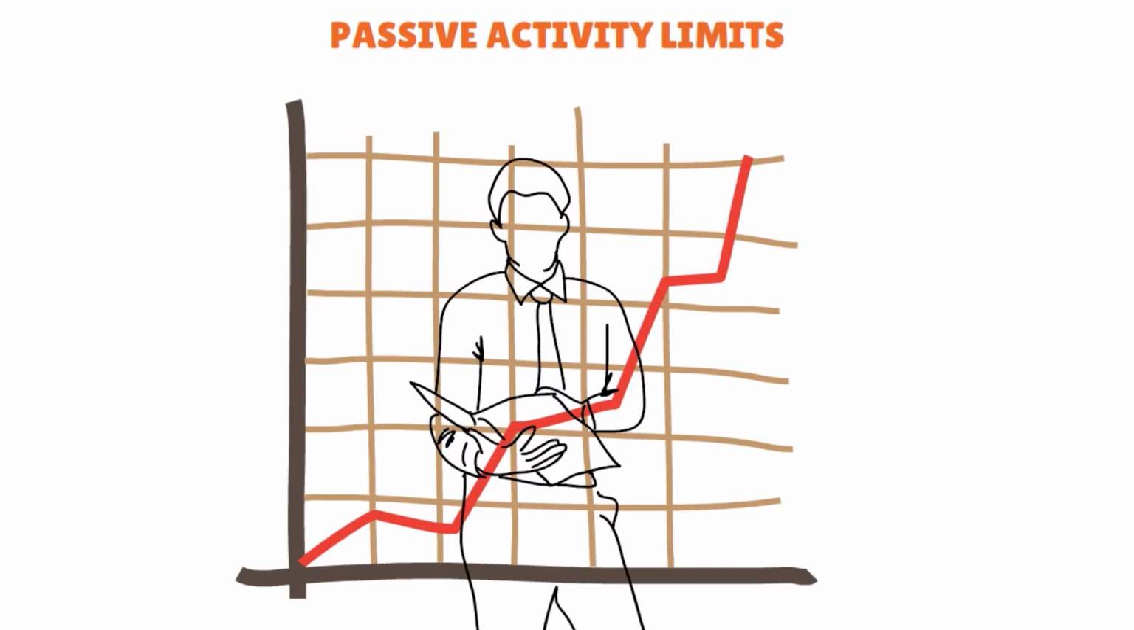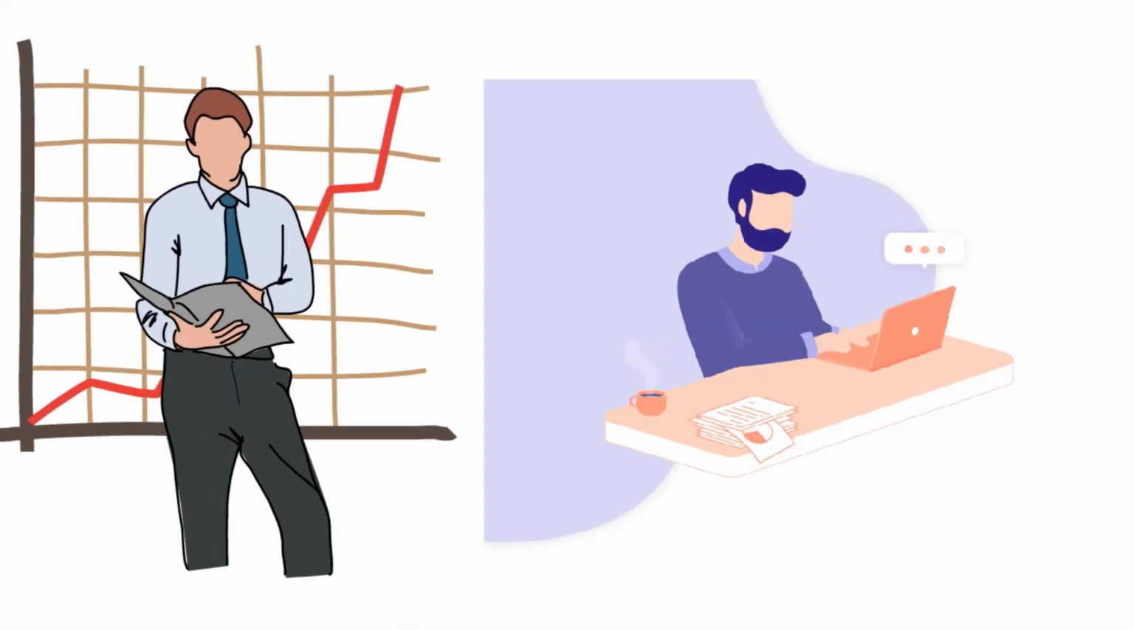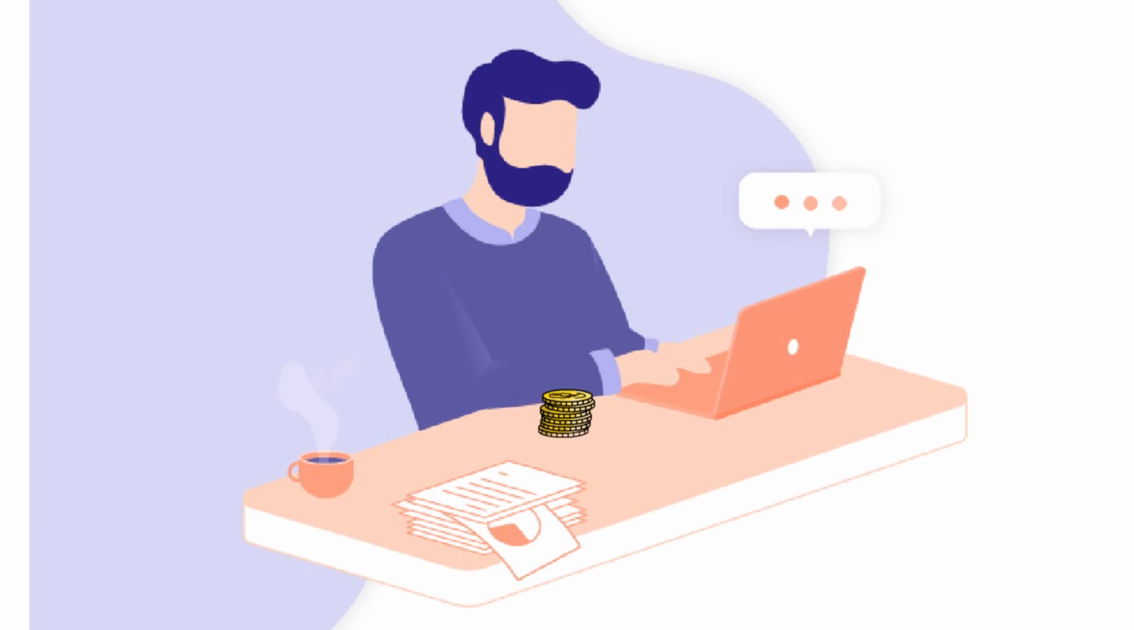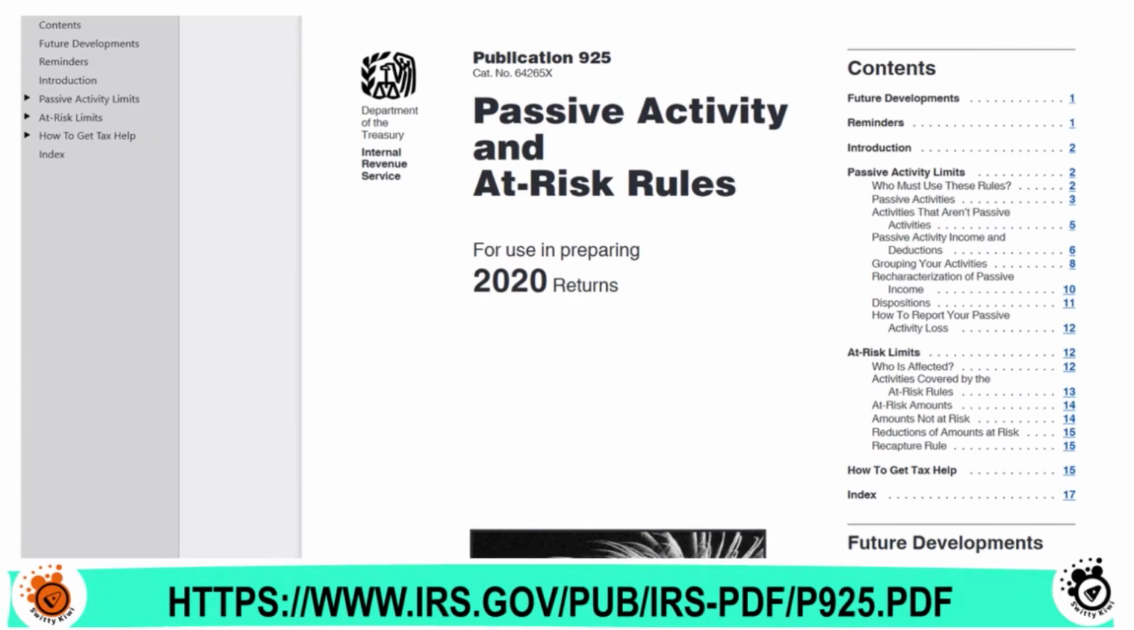So a passive activity can be a trade or a business activity in which you do not materially participate, or a rental activity, even if you do materially participate, unless you are a real estate professional. And if you need more info here, you want to head to Publication 925 again, and you can read more about those rules.